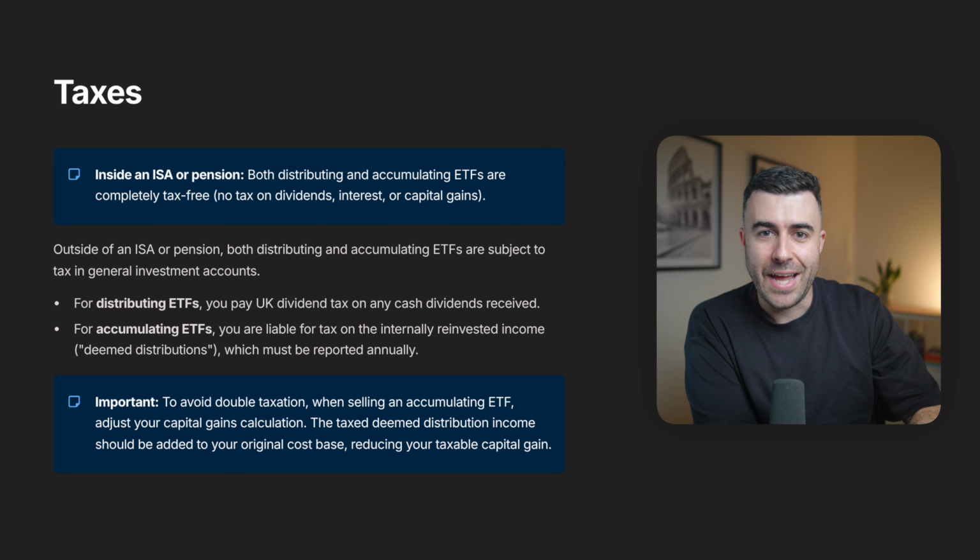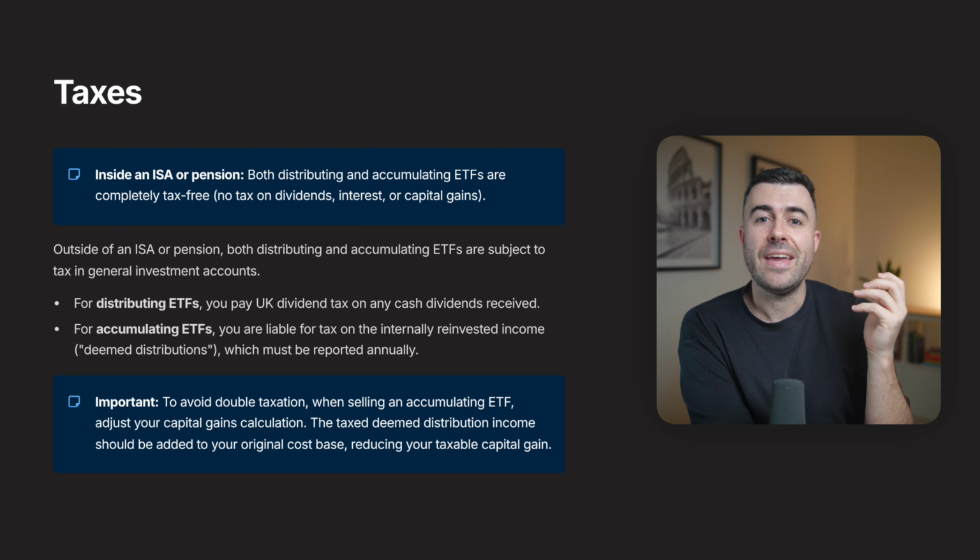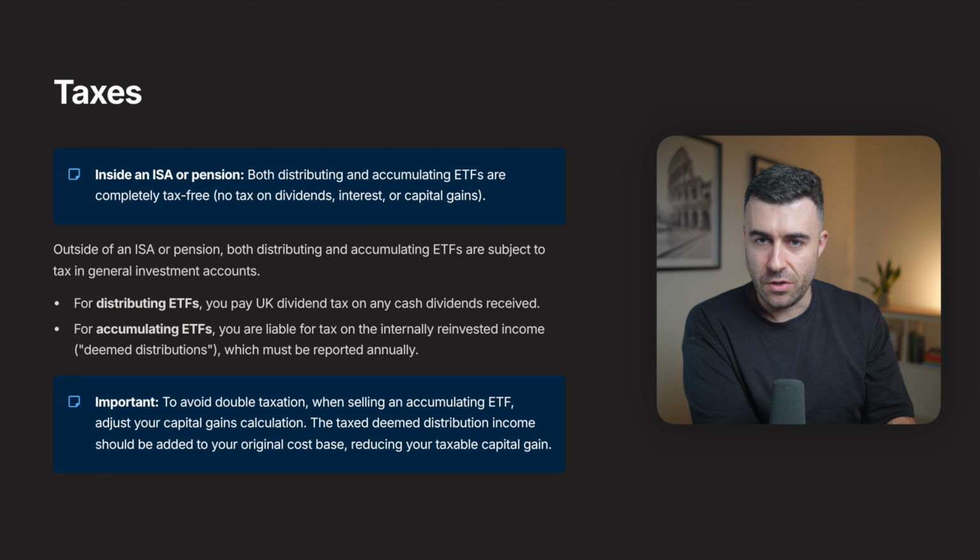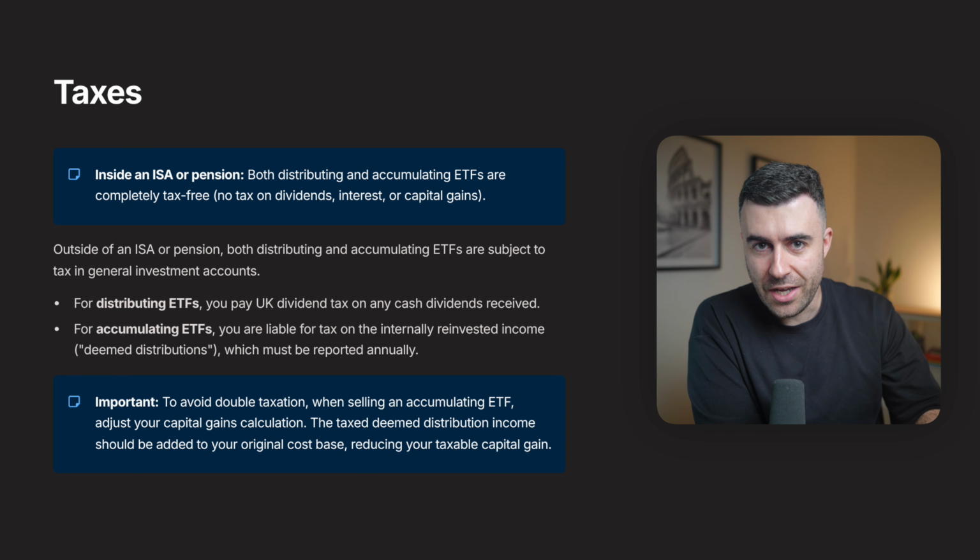Now, let's quickly talk taxes, because this is where some people may get confused. The good news is that if you're investing inside a UK stocks and shares ISA, tax doesn't matter at all. Distributing or accumulating, it makes zero tax difference. You don't pay tax on dividends, you don't pay tax on the capital gains. This is all protected within your stocks and shares ISA.